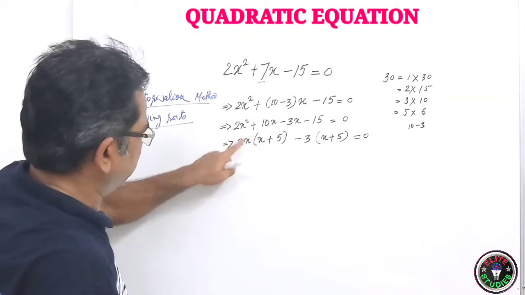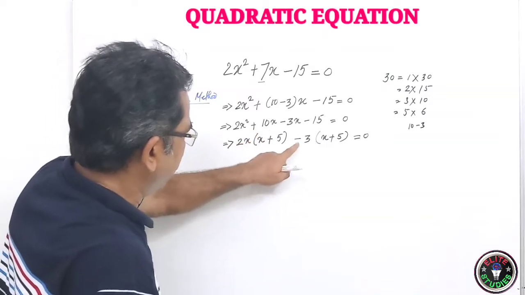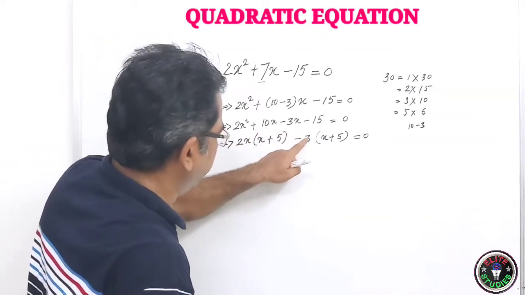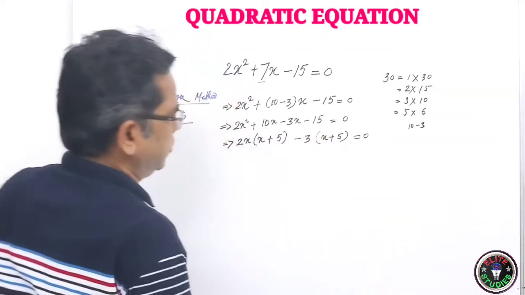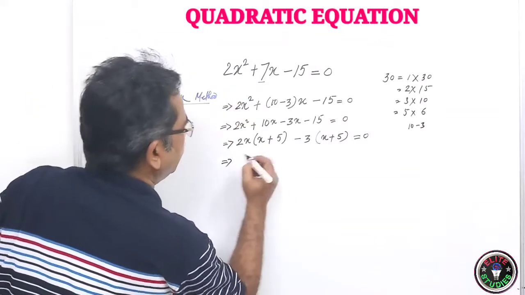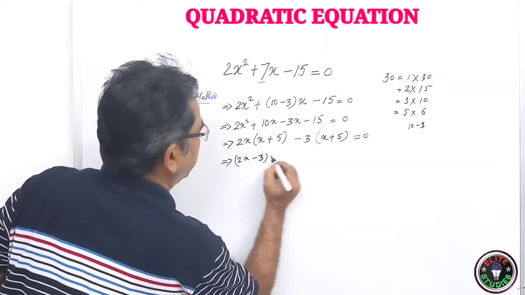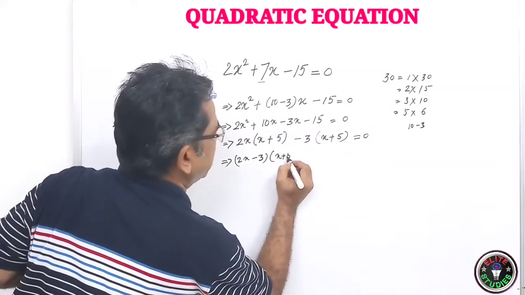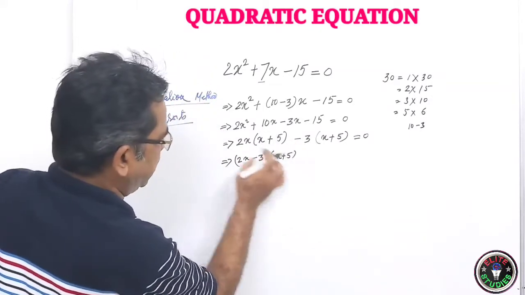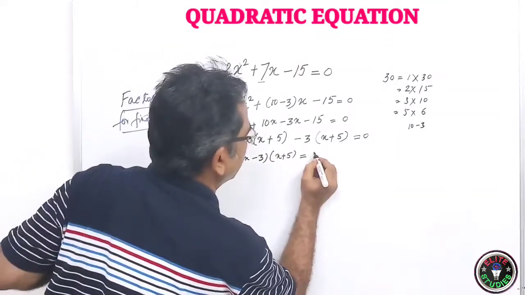Okay, 2x into x, 2x square, 2x into 5, 10x, minus plus minus, 3 into x, 3x, minus plus minus, rest 15 is equal to 0. So now last, what you do? 2x minus 3 and x plus 5 common. 2x, x plus 5 is common. So 2x minus 3 is left, is equal to 0.